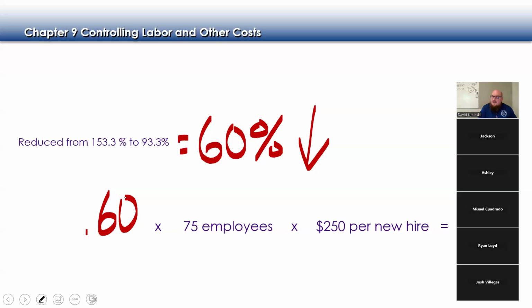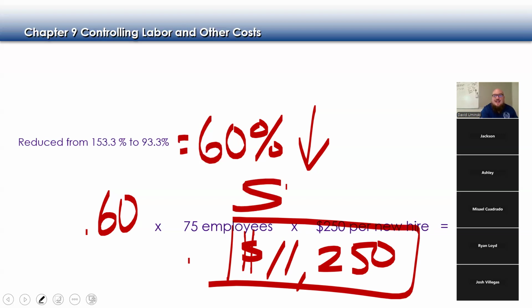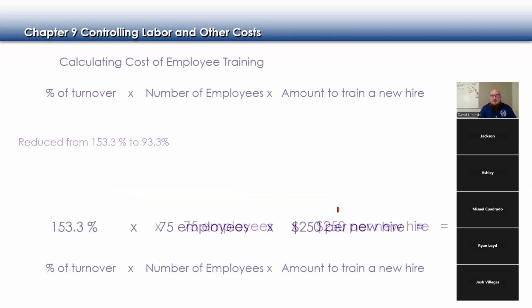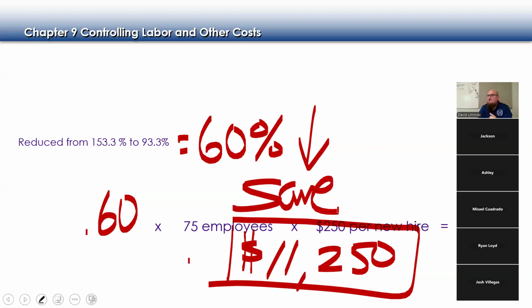So 60% times that 75 employees times $250 is $11,250. That's the money I would save compared to that $28,000, right? I would still have to hire 45 people, but I would save $11,250. That's almost $1,000 a month I could save if I were to decrease my turnover.